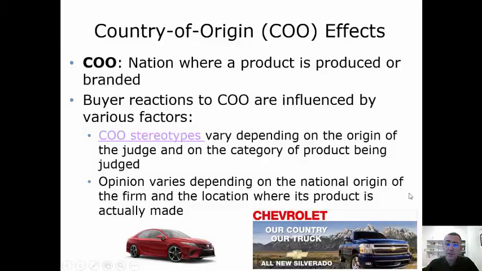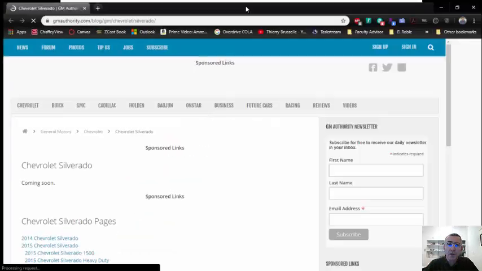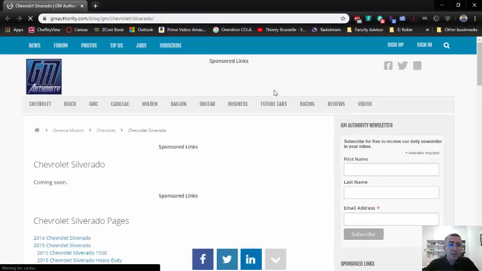And then, of course, you have this ad here for the Chevy Silverado, right? Our country, our truck, it states. So let's click here and learn a little bit more about the Chevy Silverado and find out what's going on there in terms of COO, country of origin for the Silverado. And what you find out is that you have right here, let's see, sorry about that. That did not work.